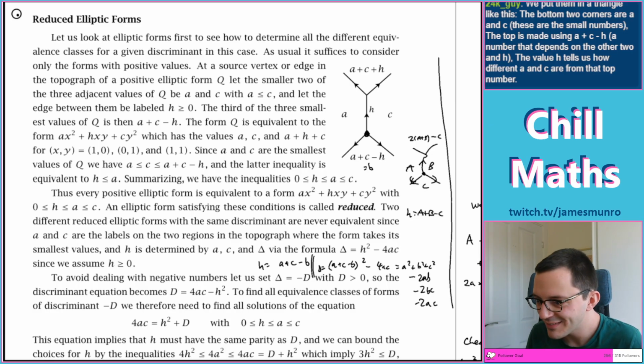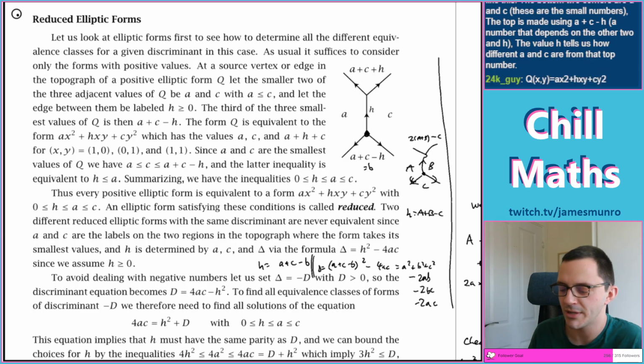Ooh, hello. The top is made using a plus c minus h, a number that depends on the other two at h. Yeah, that's a description of what a plus c minus h is. Sure thing. The value h tells us how different a and c are from the top number.